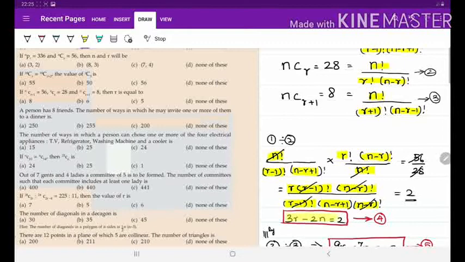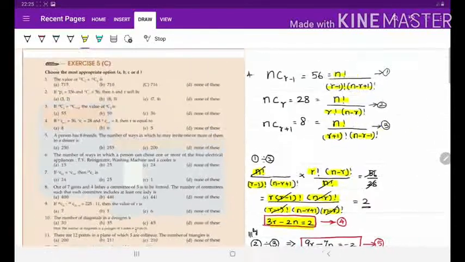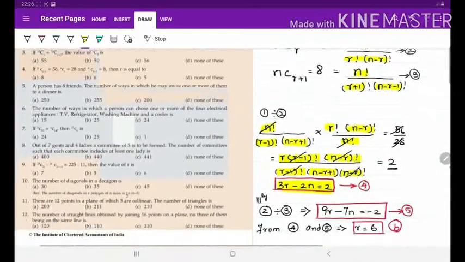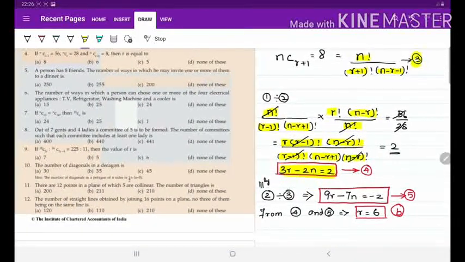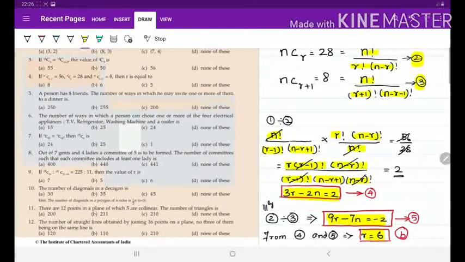In the similar manner we can divide the second equation by the third equation, and we get the equation simplified as 9r minus 7n is equal to minus 2. From equation number 4 and 5 we get the value of r is equal to 6, which is option B.